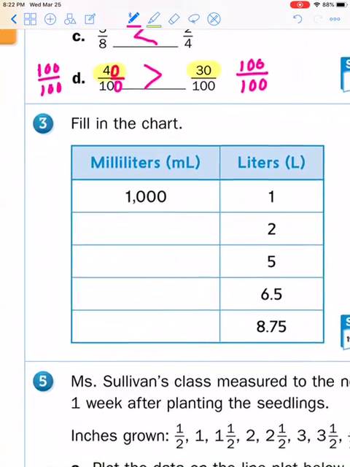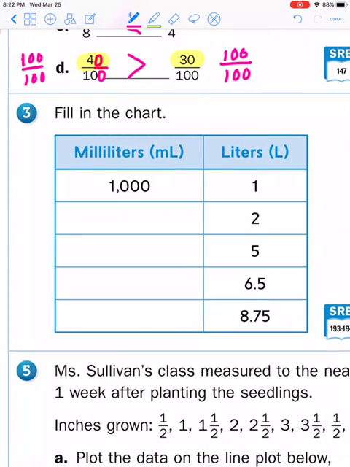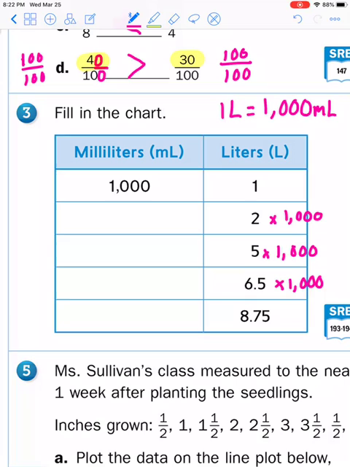All right, let's look at number 3. Fill in the chart. Milliliters to liters. 1 liter is equal to 1,000 milliliters. So you are multiplying by 1,000 for each liter. So if I have 2 liters, I have 2,000 milliliters.